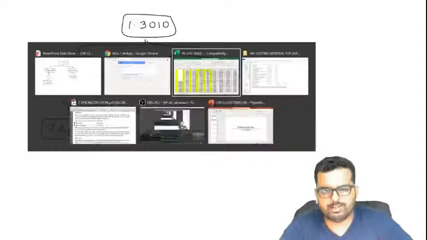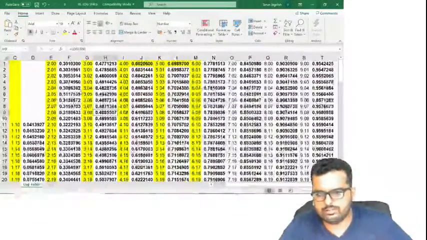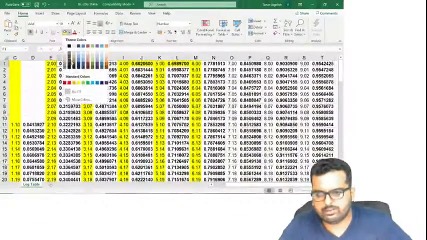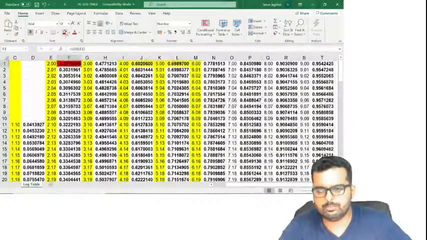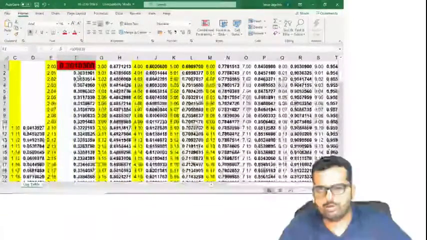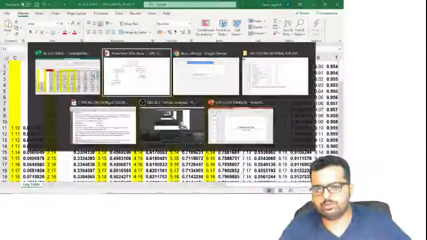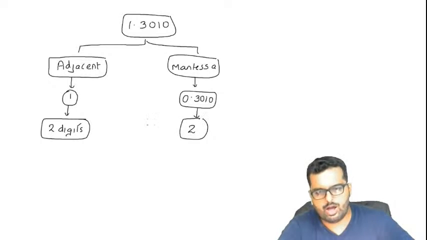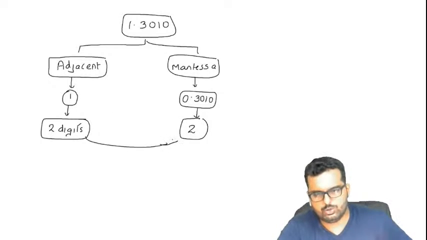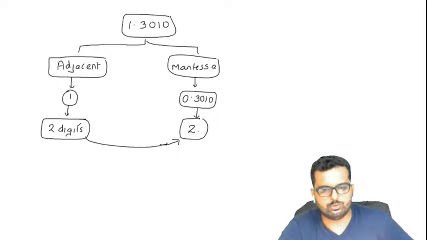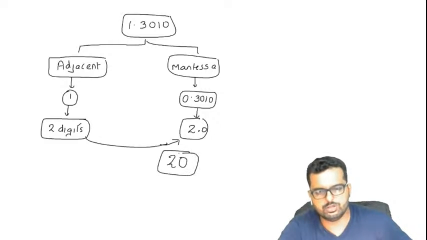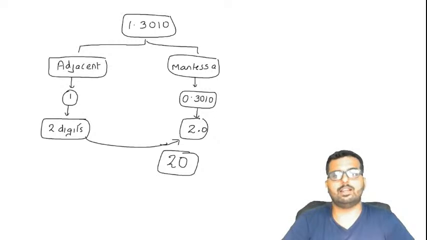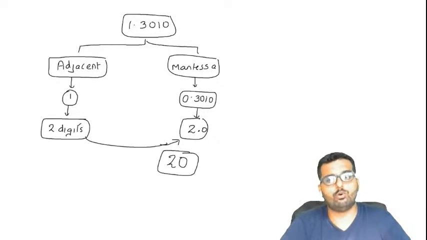Now I will go to the table and search for 0.3010. Do I get 0.3010 over here? Just look at this. What is the corresponding value for 0.3010? 2. So here I get the value as 2. How many digits are supposed to be there? 2 digits. If I got the value as 2.0 over here and it should be 2 digits, the answer would turn out to be how much? 20. Is that the same answer you got by doing 5 into 4 also?